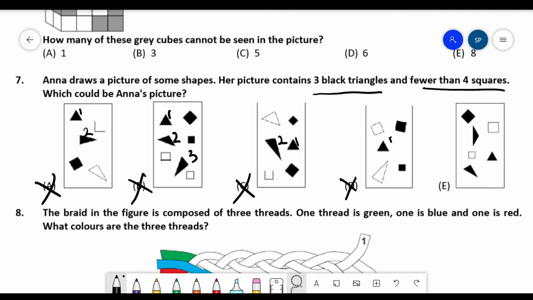E. There are 1, 2, 3 triangles, and the number of squares is less than 4. And as I said, these are tilted squares. If you think that's a diamond, it's not. It's a tilted square. So if we look at it that way, we have 1 square, 2 squares, and 3 squares. And 3 is smaller than 4. So the answer is E.